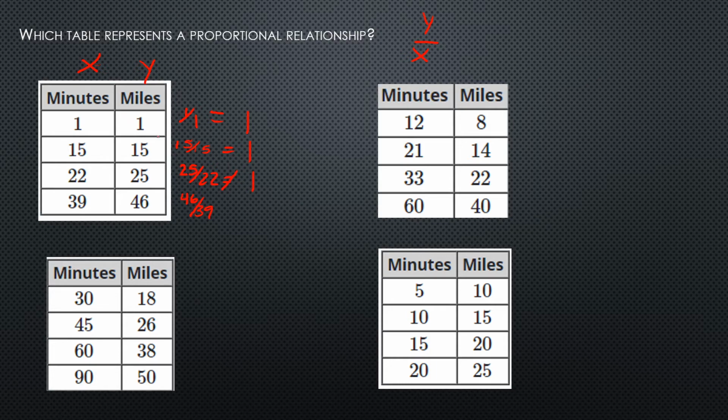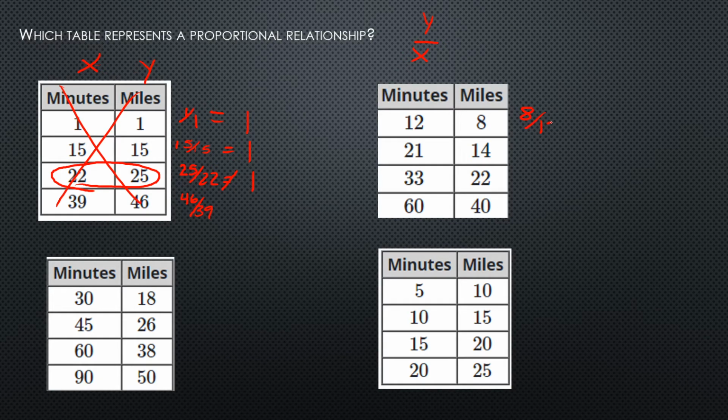So when I look at this first table here, 1 over 1 gives me 1, 15 over 15 is also going to reduce to 1 because it's the same numbers, but I see right here, this 25 over 22 is not going to give me 1. So since these numbers in this table do not reduce to the same exact number, that makes this not proportional. Let's look at this one over here.